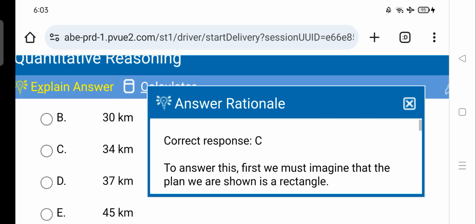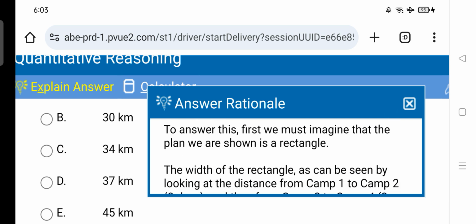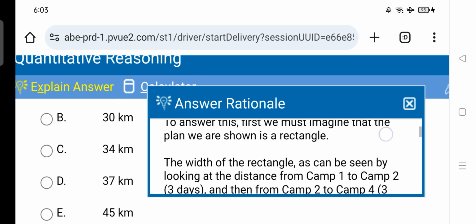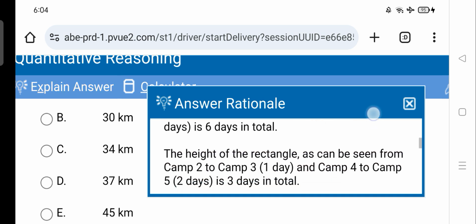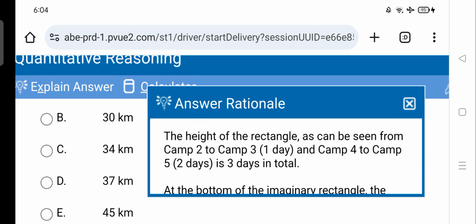So here the correct response is option C. To answer this, first we must imagine that the plan we are shown is a rectangle. The width of the rectangle, as can be seen by looking at the distance from camp 1 to camp 2, that is 3 days, and then from camp 2 to 4, that is 3 days, is 6 days in total. The height of the rectangle, as can be seen from camp 2 to camp 3, is 1 day, and camp 4 to camp 5 is 2 days, is 3 days in total.